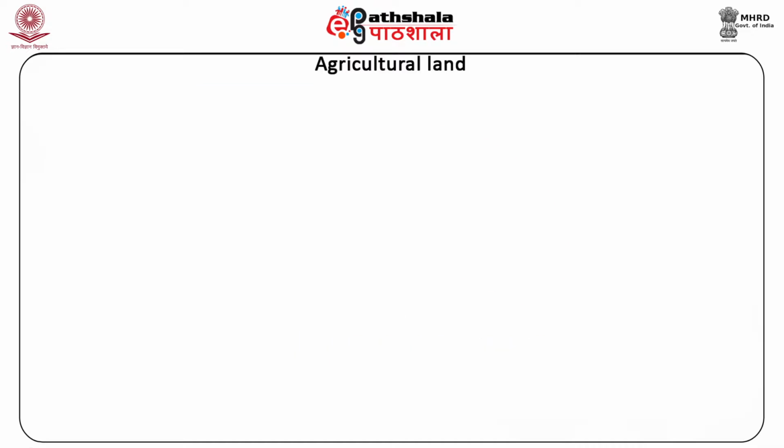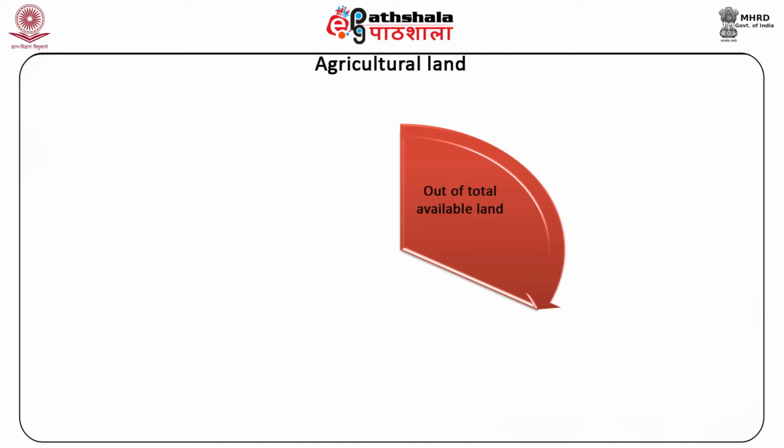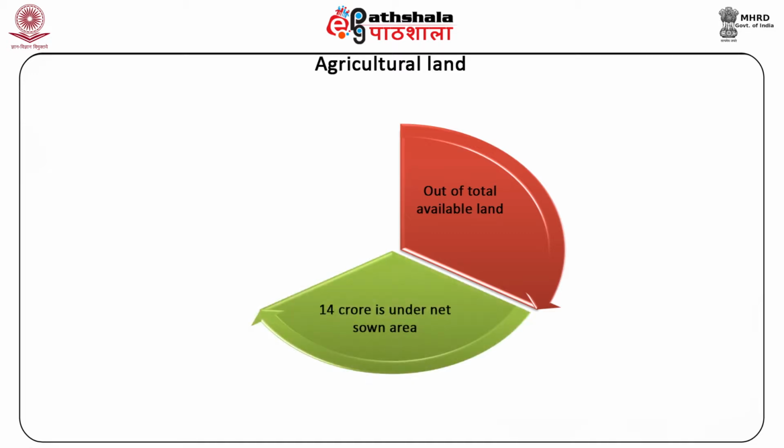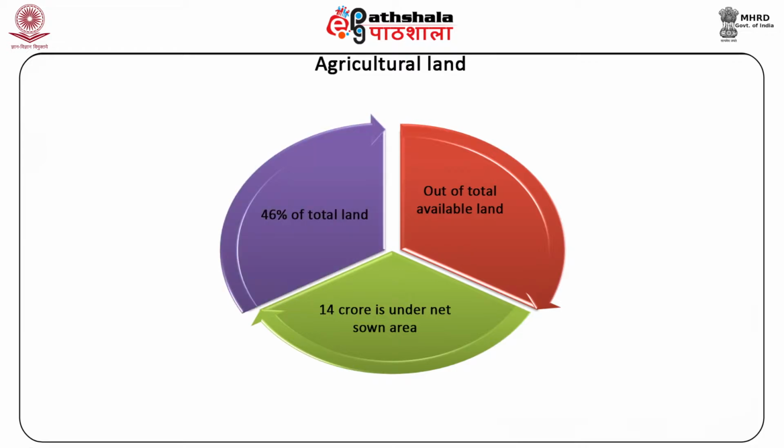Agricultural land. Out of the total available land, 14 crore hectares of land is under net sown area, which is almost 46% of the total land. This area has expanded over the years, but the scope of expansion gets limited in the near future.